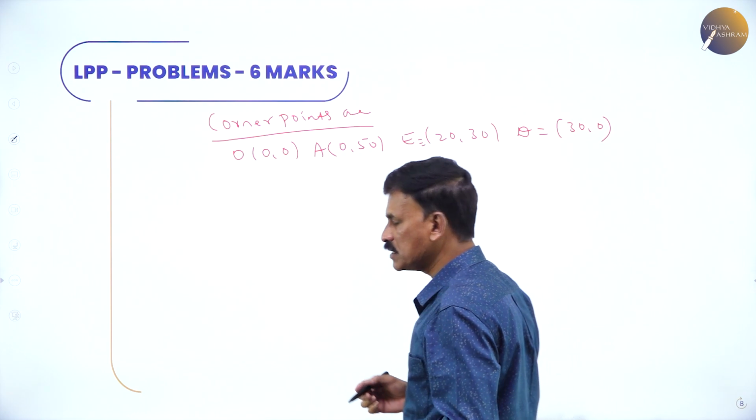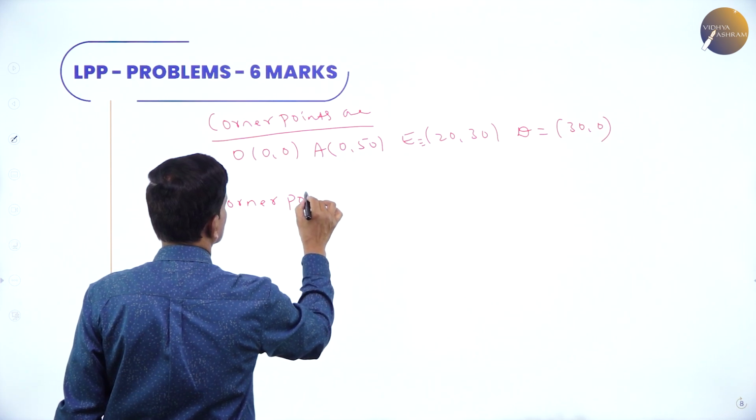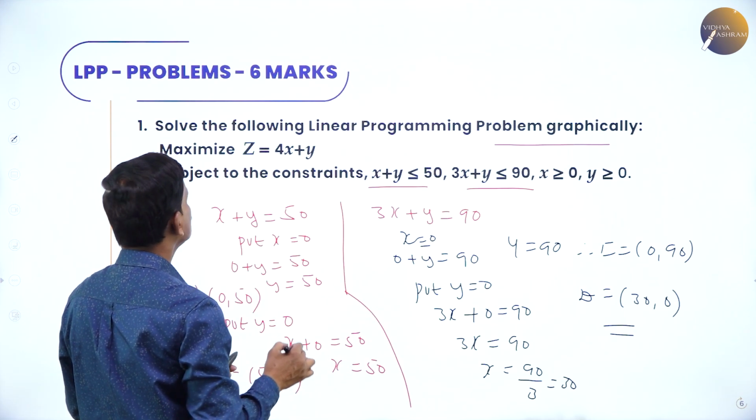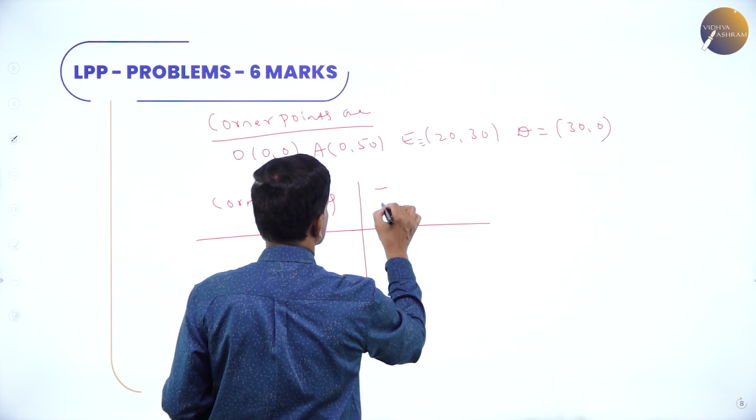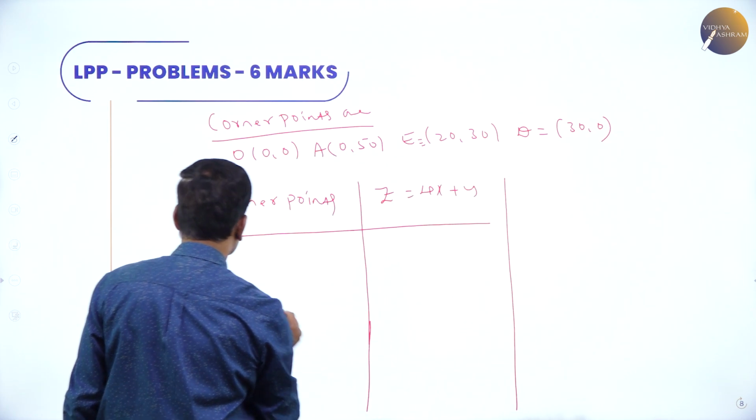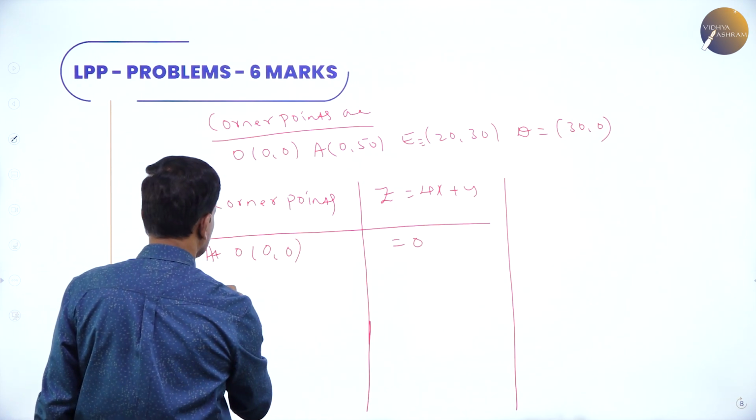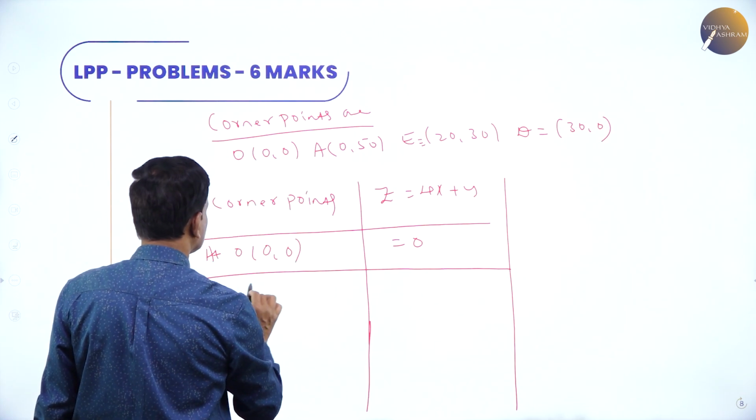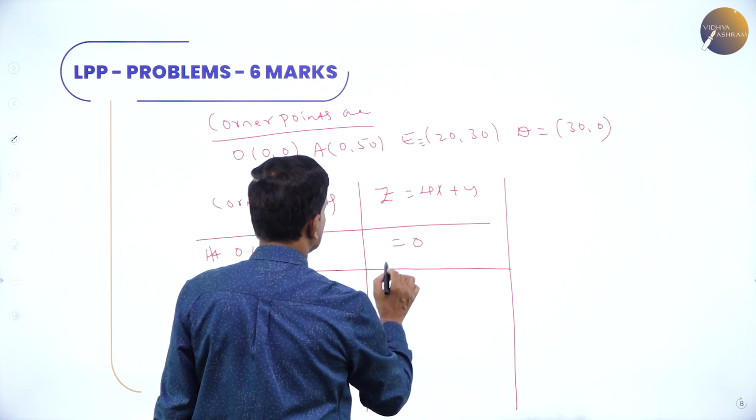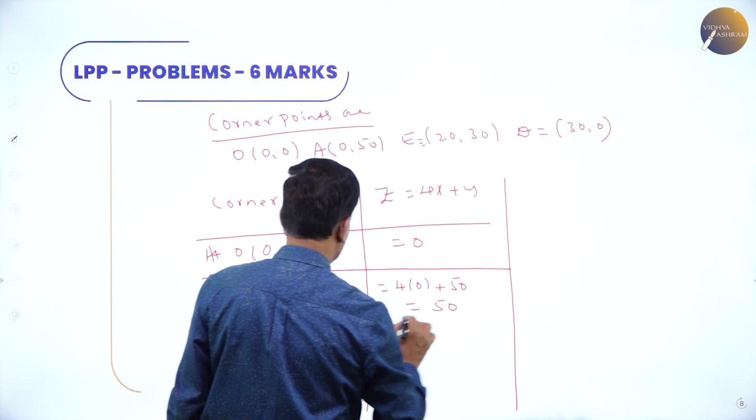Now let us represent this. Now corner points, and what is the objective function? The function is Z equal to 4x plus y. Substitute here. At O (0, 0), this is 0. Next, at the first point A (0, 50), 4 into 0 plus y, which is 50, that's equal to 50.